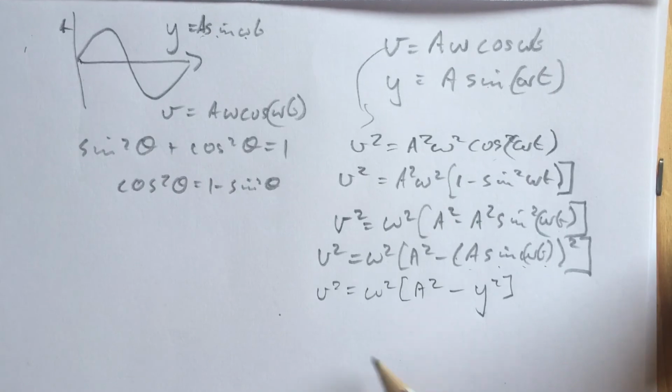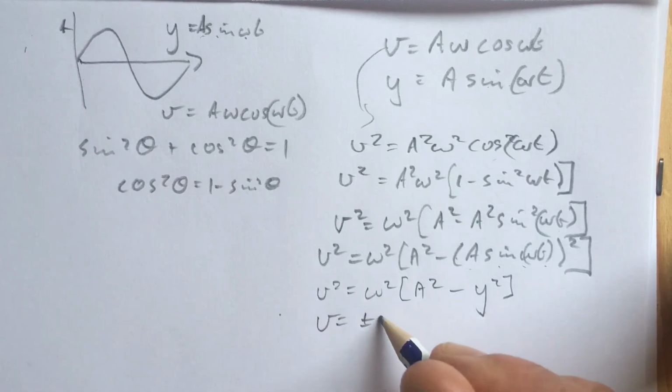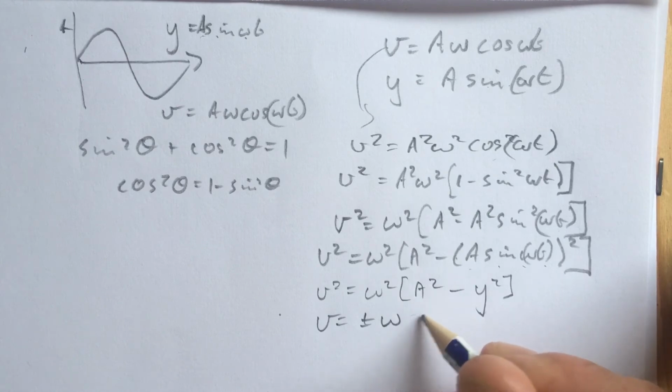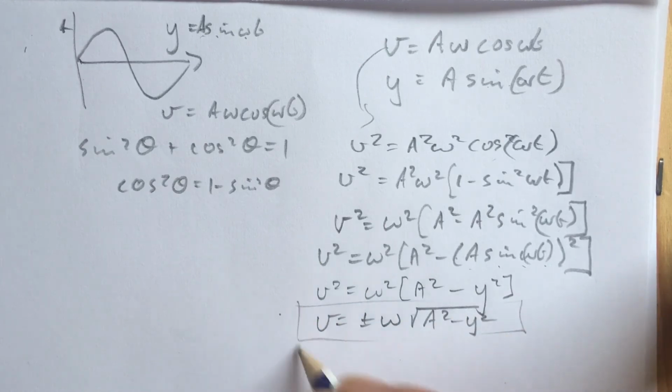If we take the square root of that, we've got v equals, remember square roots can be plus or minus, omega times the square root of a squared minus y squared, and that equation is given on the SQA formula sheet.